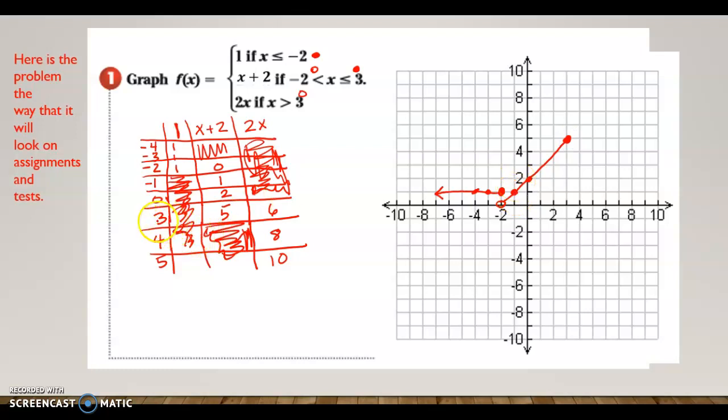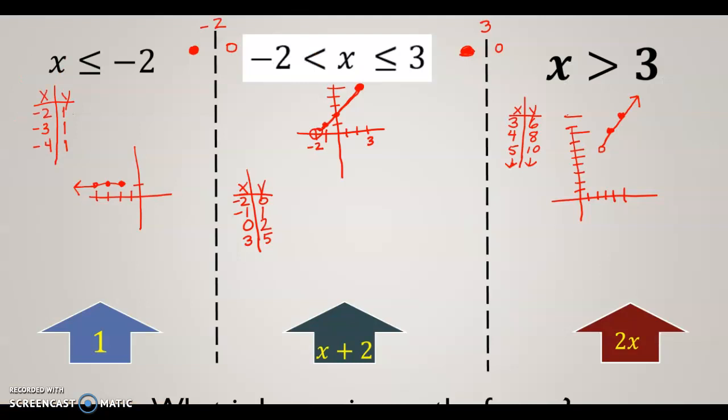Then my last one I had 3, 6, which was open. 4, 8. And 5, 10. We drew it out just like this. So, those are your 3 graphs, just like we did over here when we had them all separated. All on the same graph together.